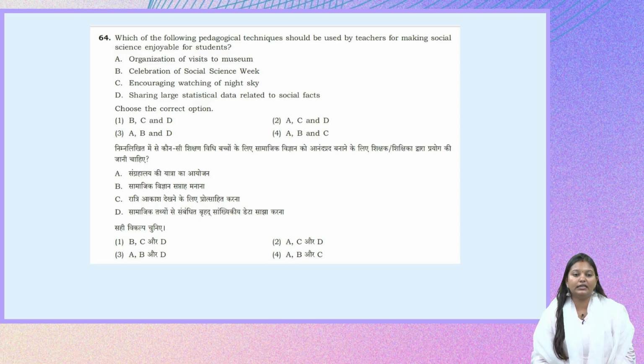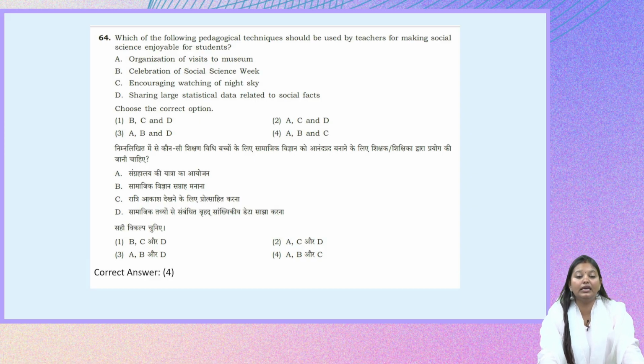If you see the next statement, sharing large statistical data related to social facts. Should we be just sharing a lot of data and facts? No. We have to avoid memorization and giving them just bulk data to remember. So, wherever we have option D, we have to rule that option out. So, with that, we will be left with our correct answer, that is A, B, and C in option 4.